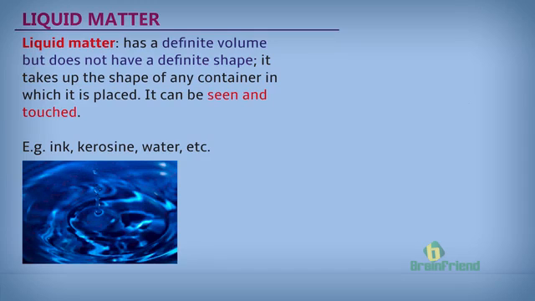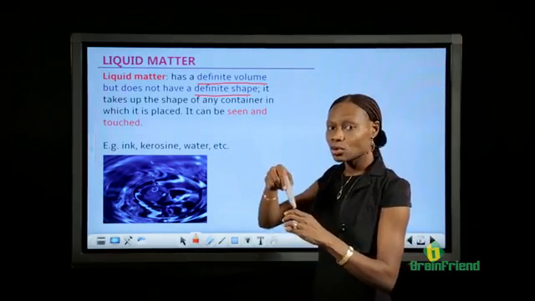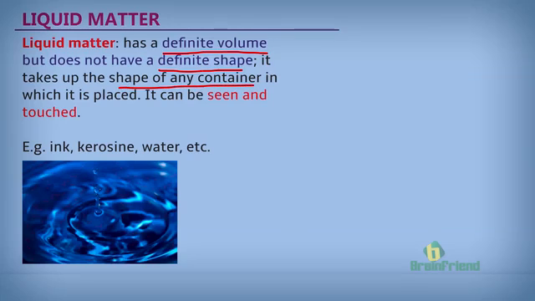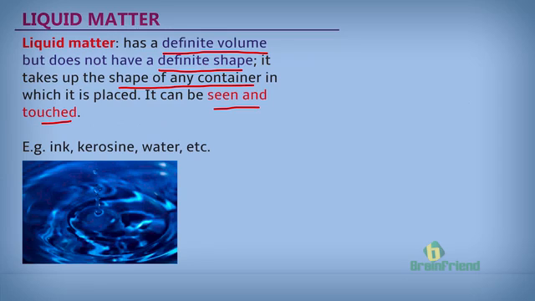The liquid matter, let's describe it. It has definite volume, but the liquid does not have a definite shape. Rather, when it's poured into a can or into something, it takes the shape of its container. It can be seen and touched. Let's also note that the solid matter can also be seen and touched.